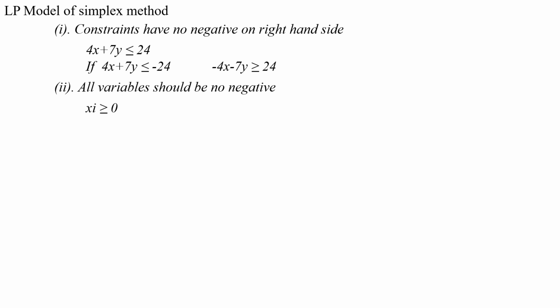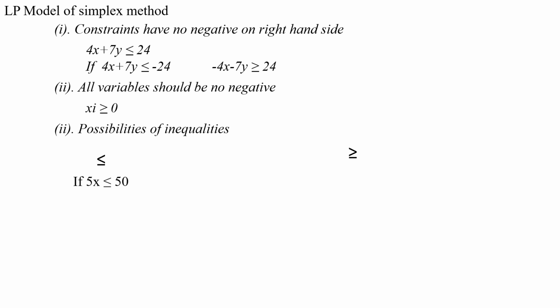The second one is that all variables should be non-negative. So x1 and x2 should be greater than or equal to 0 only. And here are the possibilities of the inequalities. We know that there are two types of inequalities: one is less than or equal to, another one is greater than or equal to. First we have to look at the less than or equal to inequality.